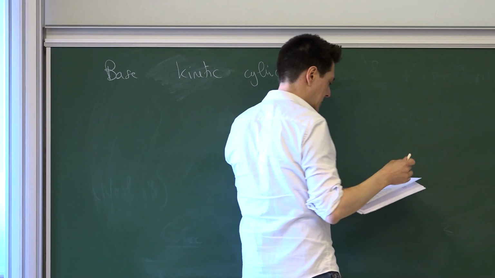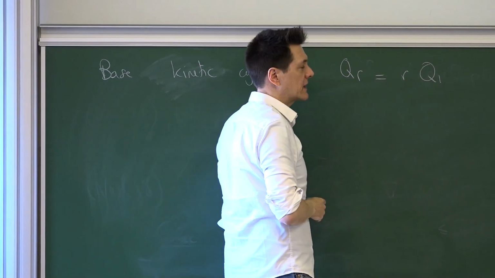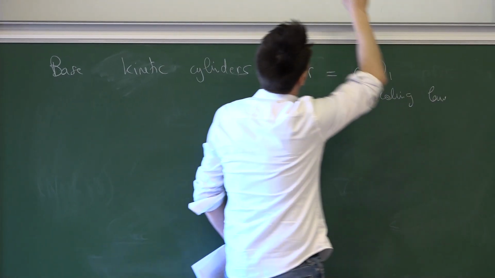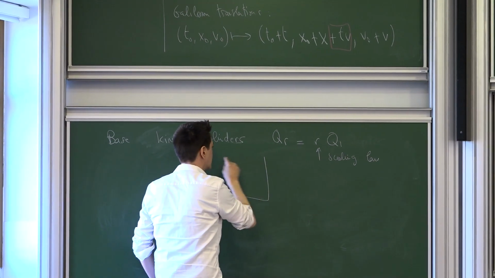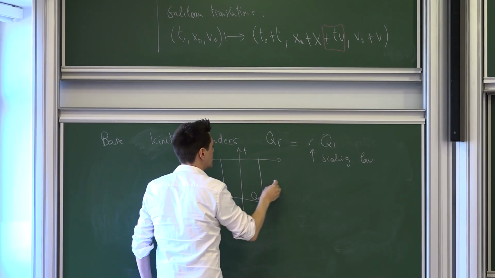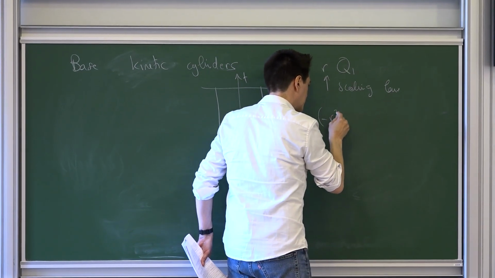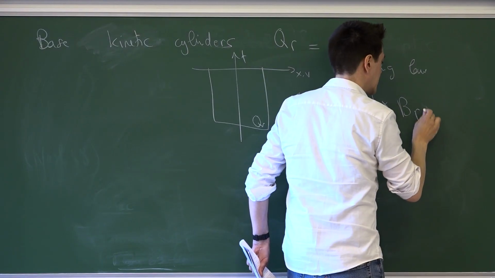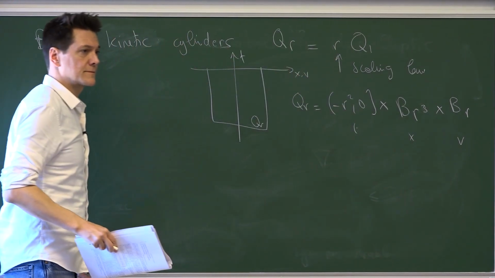So the base kinetic cylinder would be QR, which could be written as R applied to Q1, where the left multiplication just accounts for my scaling law. You know, it means you multiply first variable time by r squared, second by r cubed, third by r. And my base cylinder is exactly what you would expect. QR, time is vertical. Now the horizontal line is x and v. And QR is just minus r squared to 0 times a ball of radius r cubed in x times a ball of radius r in v. That just follows the scaling.